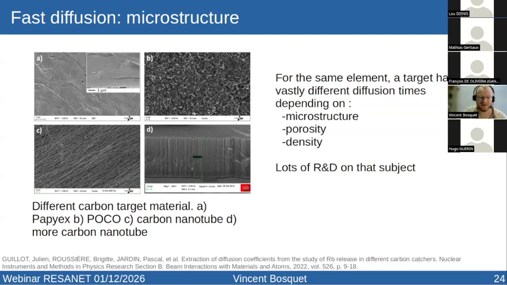Little a, for instance, is a flaky graphite. B is a POCO, a very dense and not porous carbon material. And D and C, they are carbon nanotubes with high porosity. And for the same element, a target has vastly different diffusion times depending on microstructure, porosity, and density. And there is a lot of research and development on that subject.